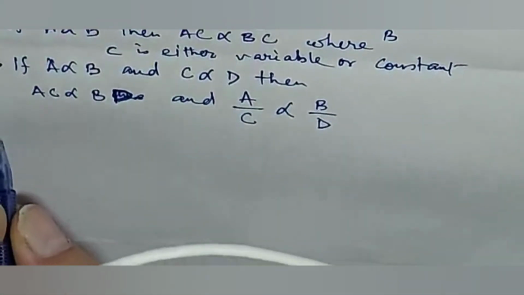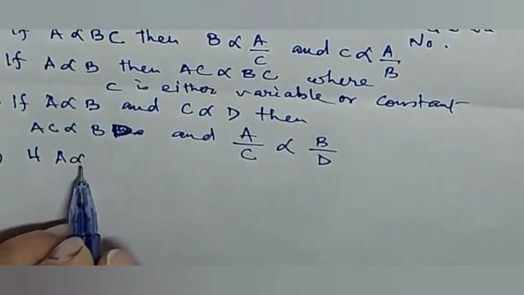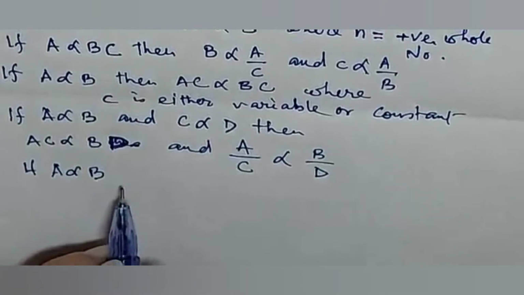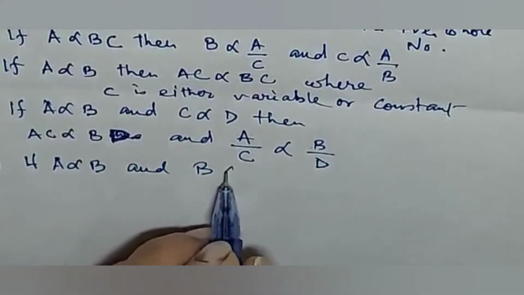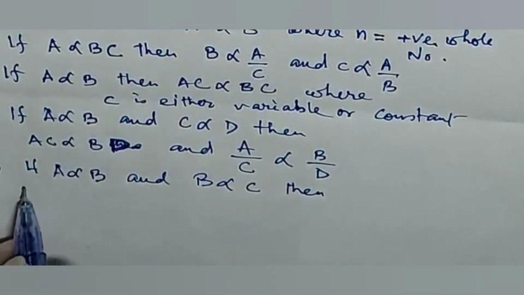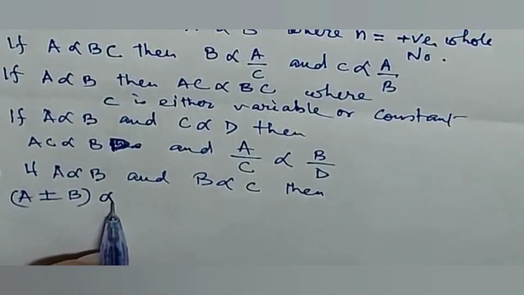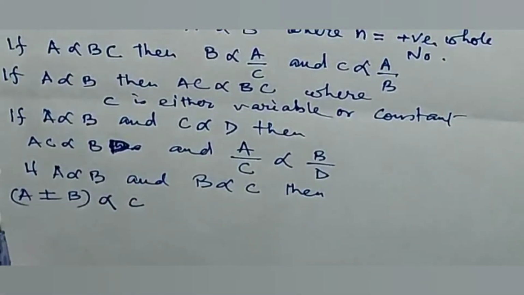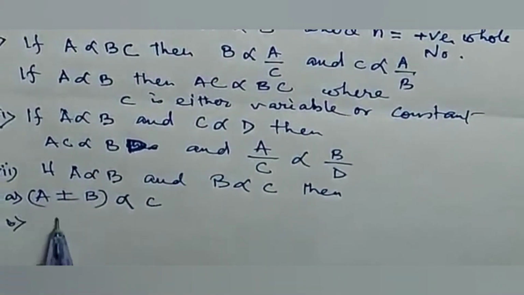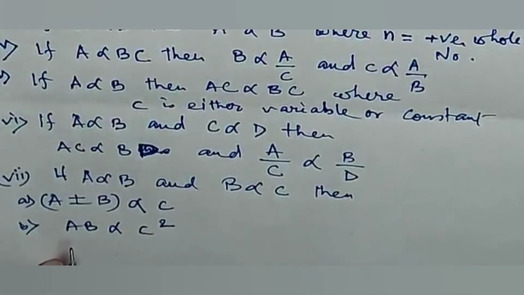And the last one is 7. If A proportional to B and B proportional to C, then A plus minus B is proportional to C, and AB proportional to C square. Now let's prove the properties.